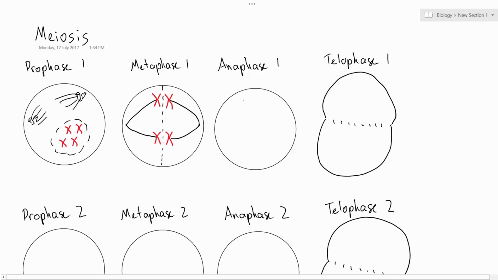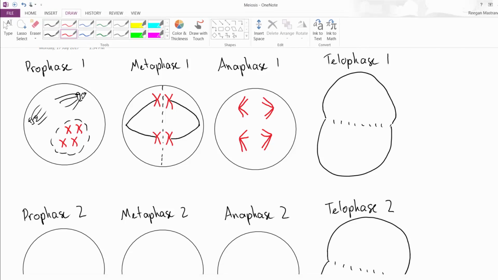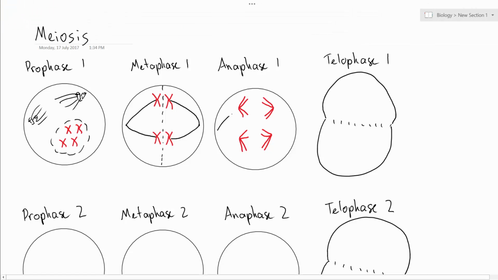So anaphase, we'll see something like this occurring, where those sister chromatids, instead of being broken up straight away, are going to be pulled to opposite poles in their pairs, like so.